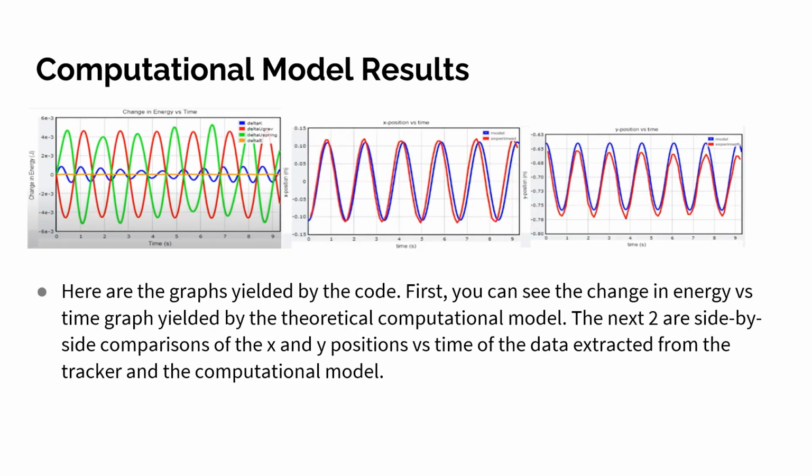Here are the graphs yielded by the code. First, you can see the change in energy versus change in time graph yielded by the theoretical computational model. The next two are side-by-side comparisons of the x and y positions versus time of the data extracted from the tracker and the computational model.